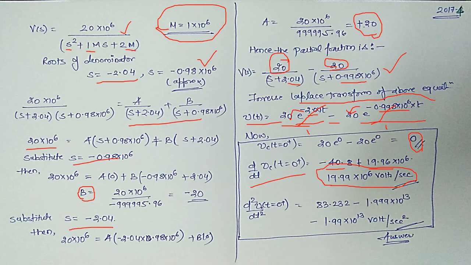Please don't forget to mention this unit, which is very important when you are solving for such examinations. And d2 Vc(t) at 0 plus by dt2 is the differentiation of the equation from the previous step, without substituting t equals 0. If you do so, you will find this value is minus 1.99 into 10 to the power 13 volts per second squared.